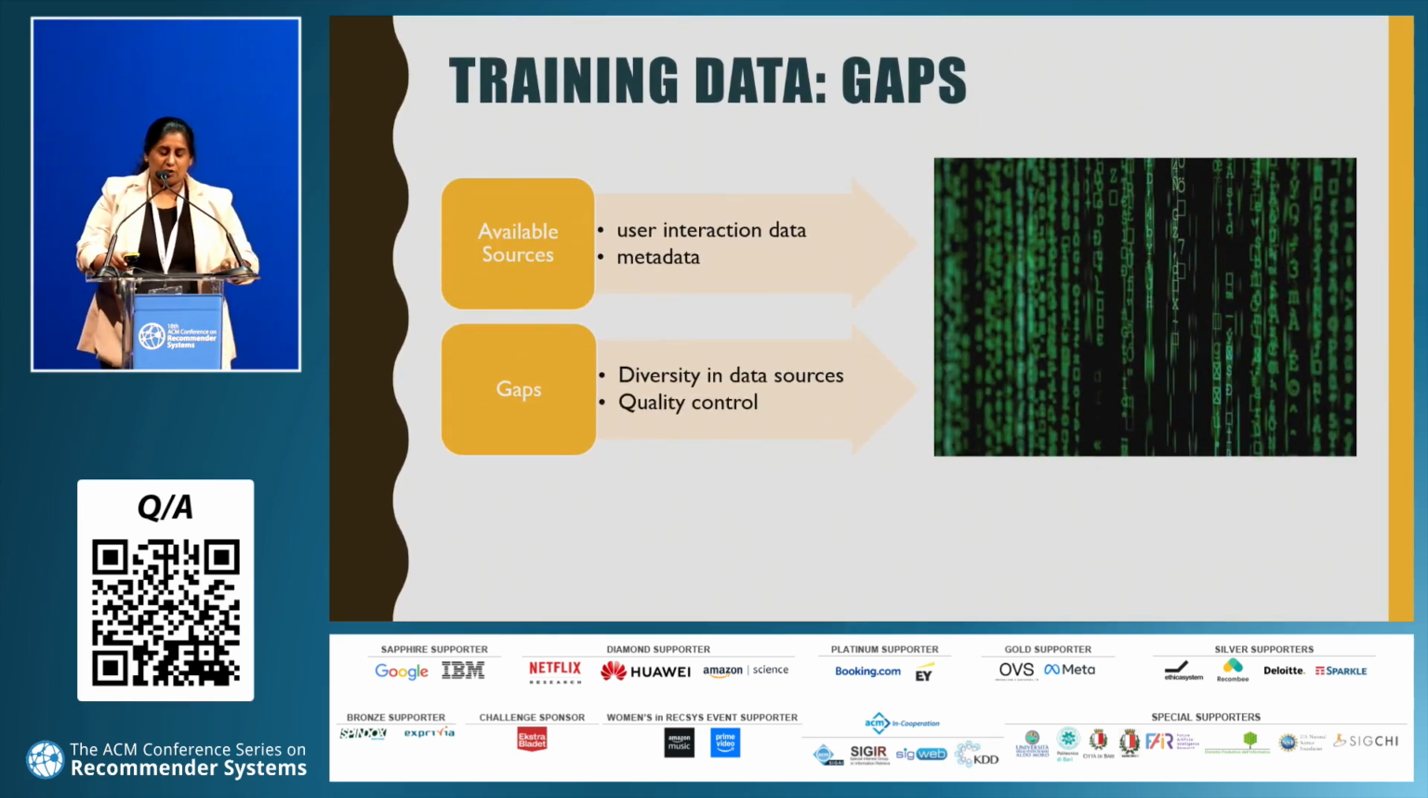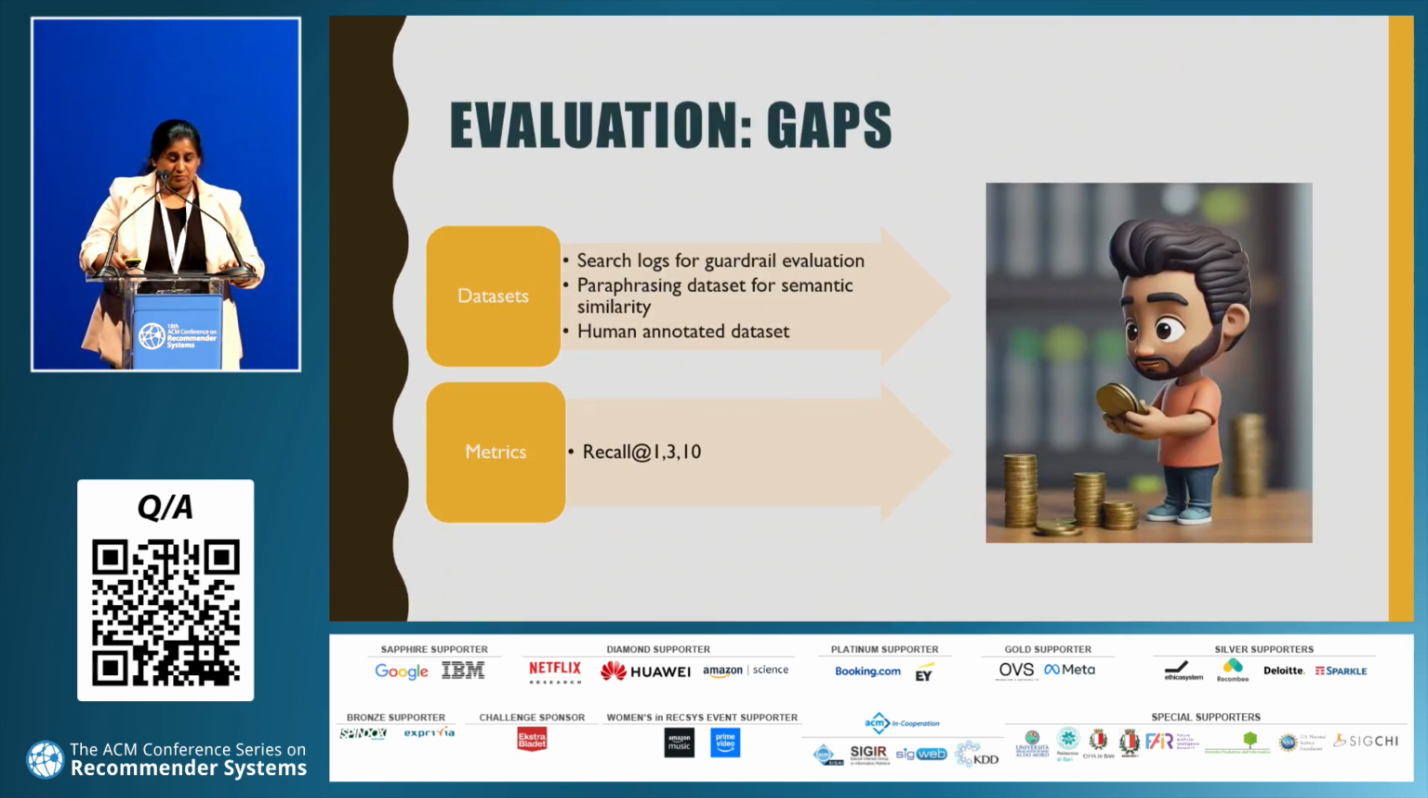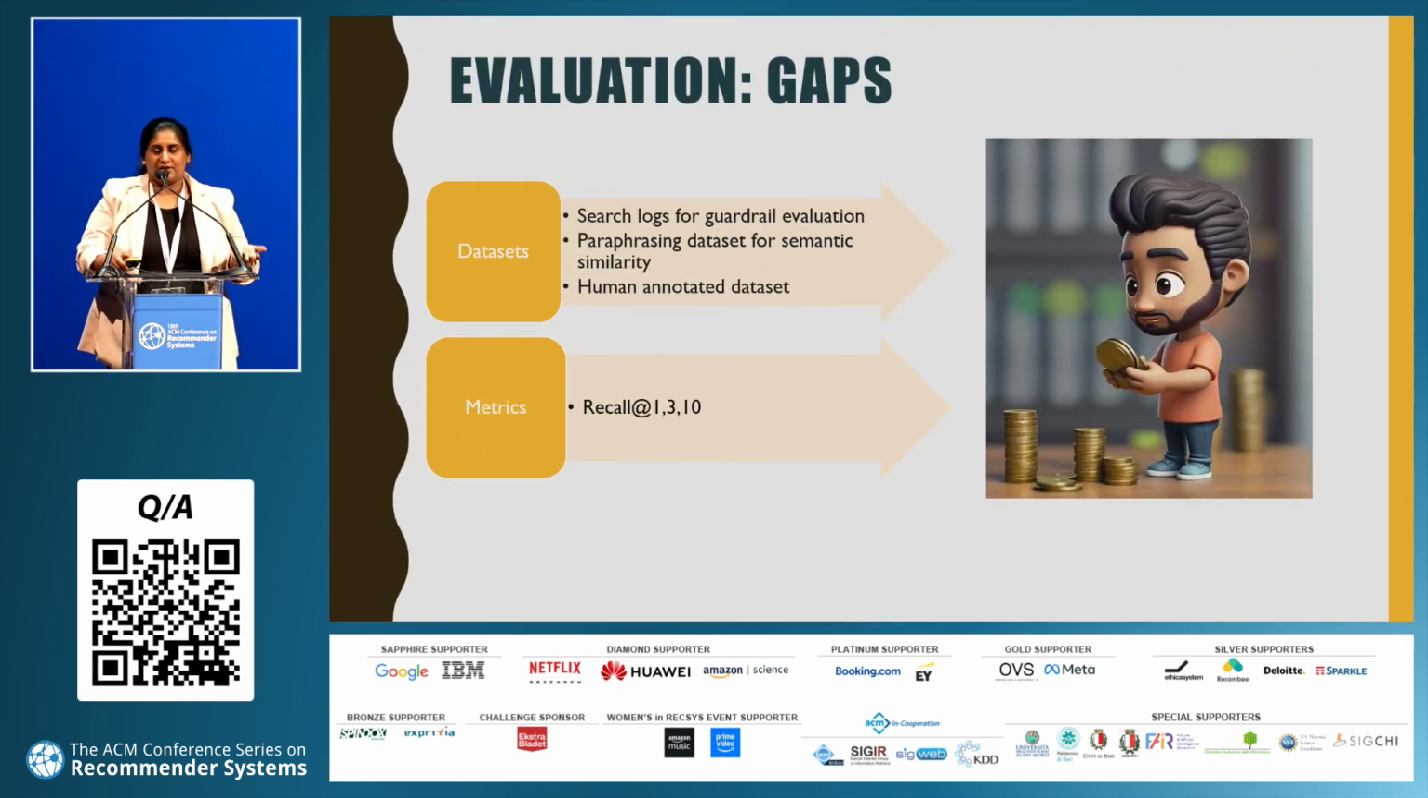In training data, also we have gaps because all we have access to is user interaction data, which comes from our lexical system to start with, and then there is metadata. The notion of semantic similarity in the data itself is not there to be used for training the model. The evaluation set also has the same problem, that we do not have proper data sets to evaluate for semanticness.